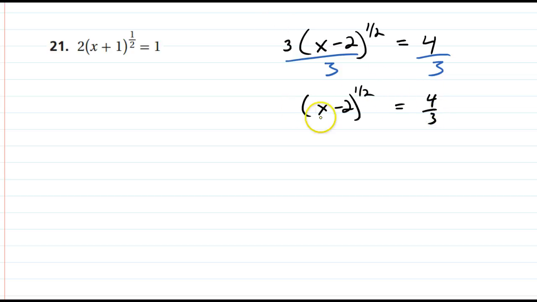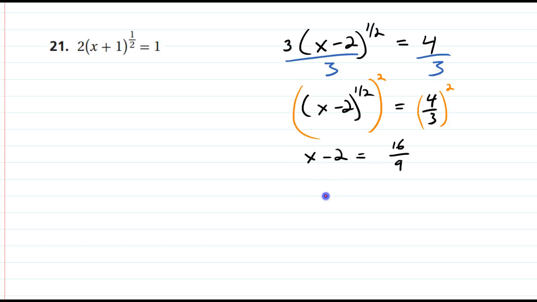And so now to get rid of that 1/2, we raise the entire thing to the second power. And so we're going to square both sides. And so we get x minus 2 equals 16/9.